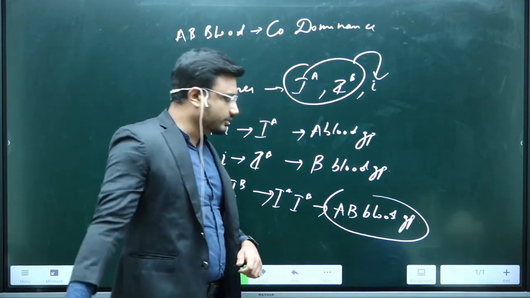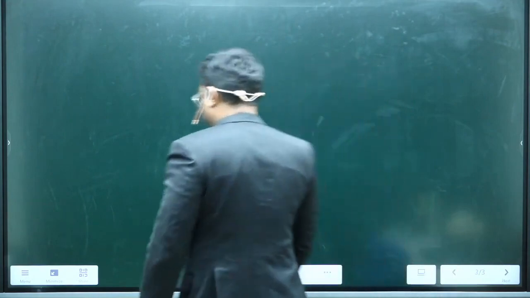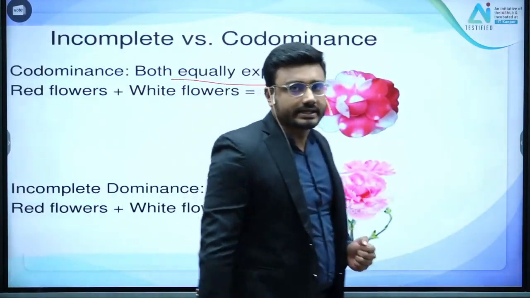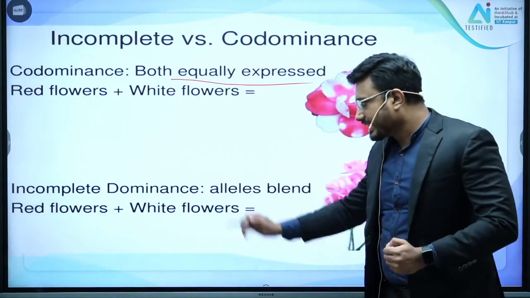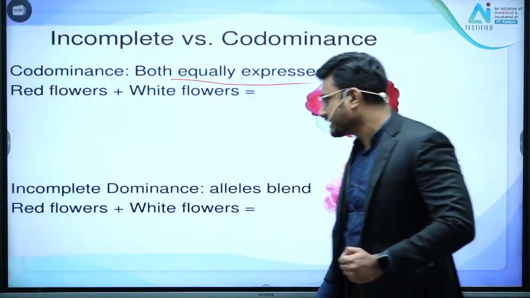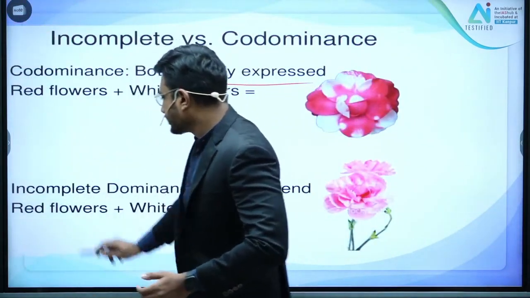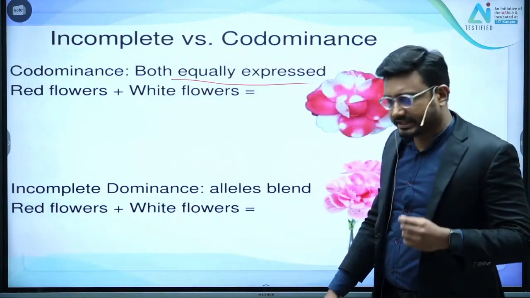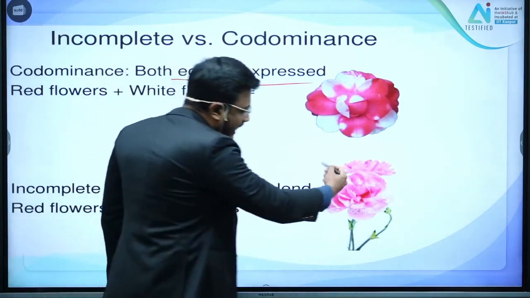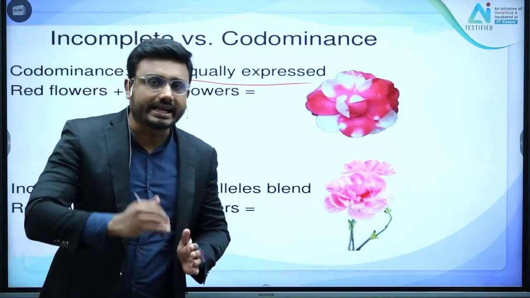So now let us move ahead with incomplete dominance. What happens in the case of incomplete dominance? In incomplete dominance, the alleles blend with each other. By blending, it means that they get mixed, right? So when red flowers and white flowers are bred, we get a pink flower. That is the intermediate color of red and white.